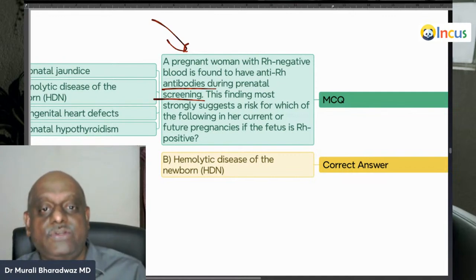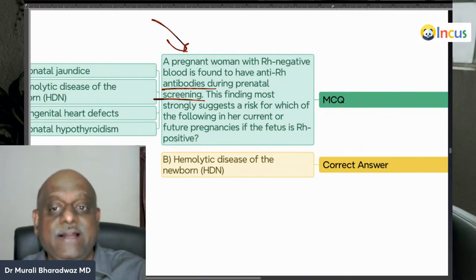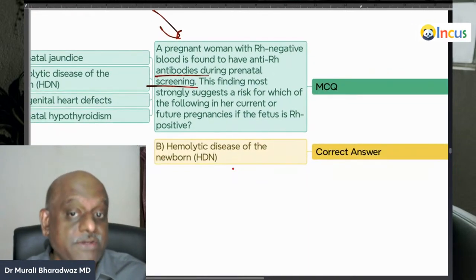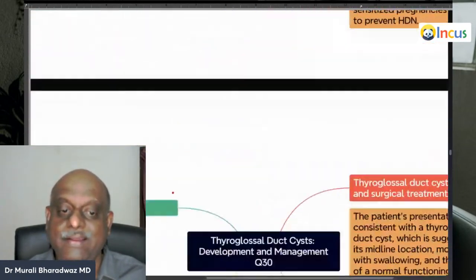A pregnant woman with Rh negative blood is found to have anti-Rh antibodies during prenatal screening. The finding suggests a risk for which of the following in her current or future pregnancy, if the fetus is Rh positive? Obviously, hemolytic disease of the newborn.